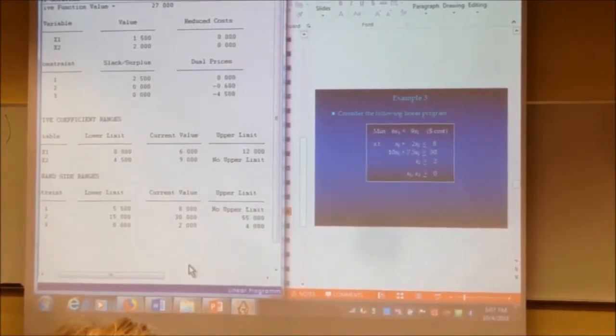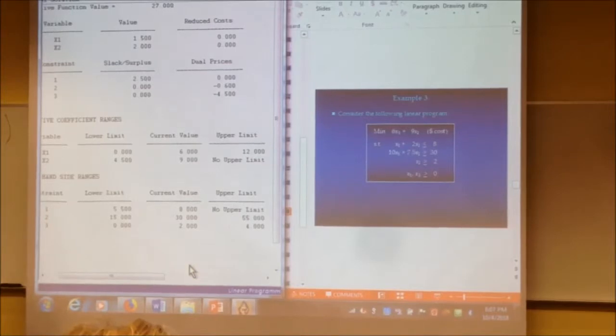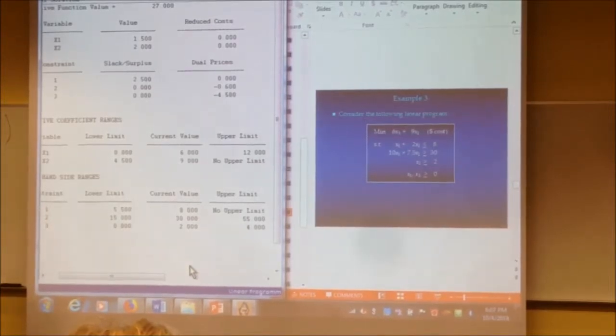Instead of 6 and 9, they're going to 7 and 10. My question for you is, is the optimal solution still valid? And if so, let's calculate the new objective function value. Yes or no, is the optimal solution still valid? What do you look at first, I guess is what I should say.